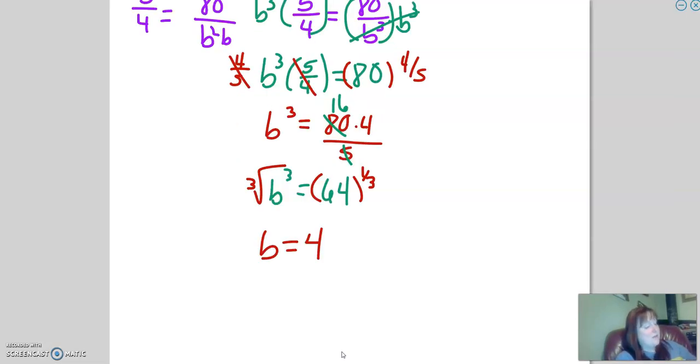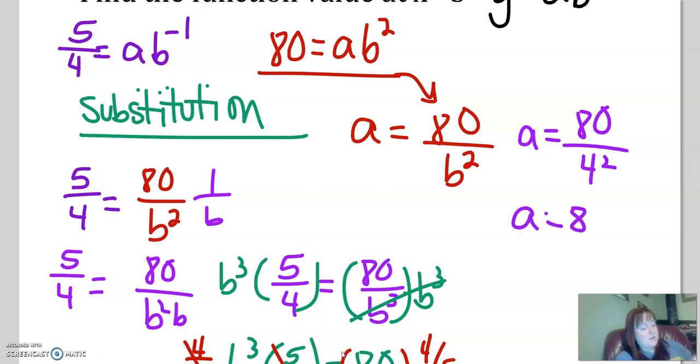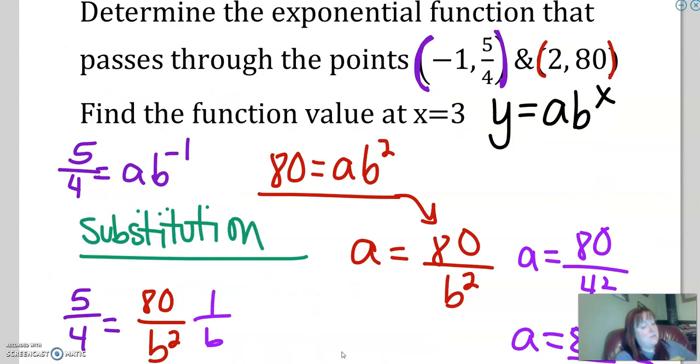What is A? We come back up here. If we look, A equals 80 divided by B squared, right? And what's B? B's 4. So A equals 80 divided by 4 squared. So A equals 80 divided by 16, which is 5. Okay, finally, we can go back here and replace our A and B with the values that we found. So we found that A equals 5 and B equals 4.